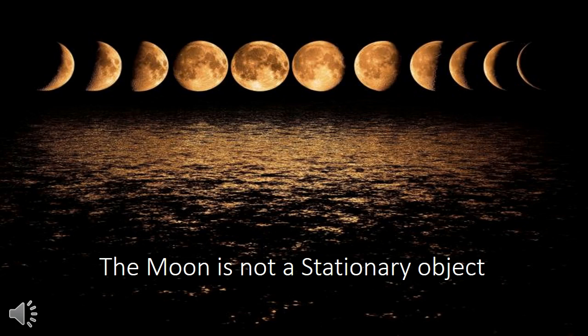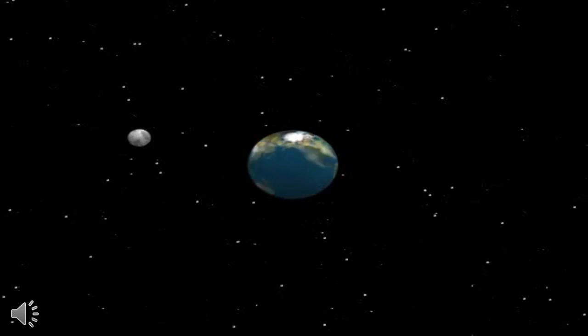So a good way to get us started off is to address the common misconception that the moon is a stationary object. As you can see from the animation, the moon is not at all a stationary object, but actually orbits the Earth in the same way we know that the Earth orbits the Sun. It takes the moon about 29 days to complete a full orbit around the Earth, a much faster process than the Earth orbiting the Sun, which we know takes 365 days, or 1 year.